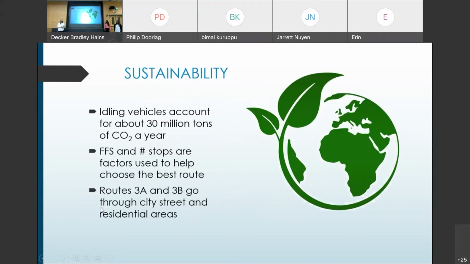According to a study done by the U.S. Department of Energy, idling vehicles account for about 30 million tons of CO2 a year in the United States alone. So, based on this information, the team used 3 plus speed and number of stops to help select the best detour route. Routes 3A and 3B go through city streets, so they will be most affected by the number of stops versus routes 1 and 2 that use interstates as their route.